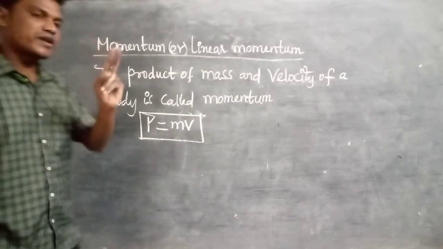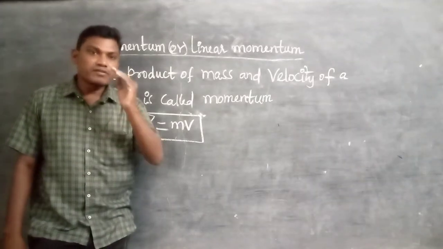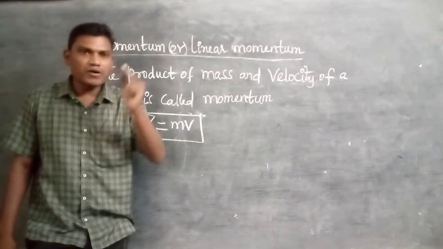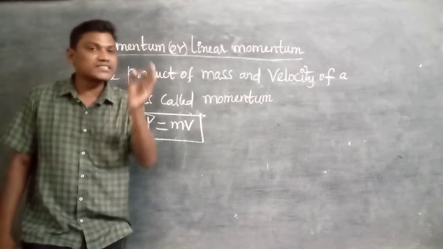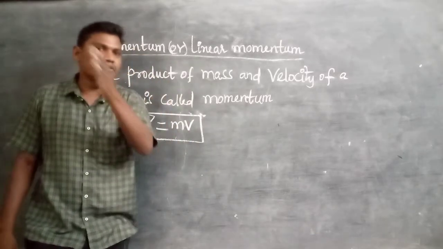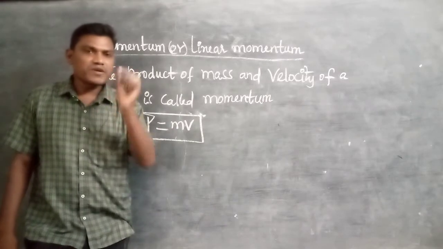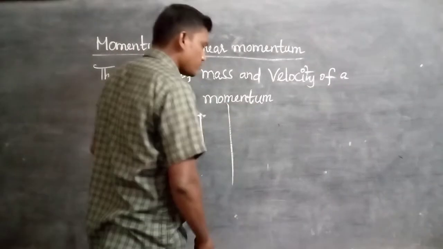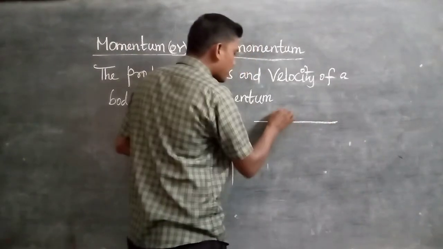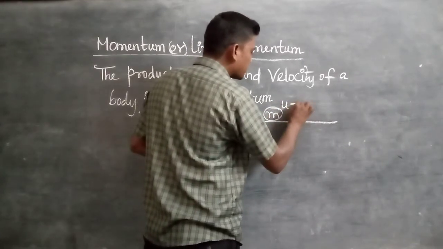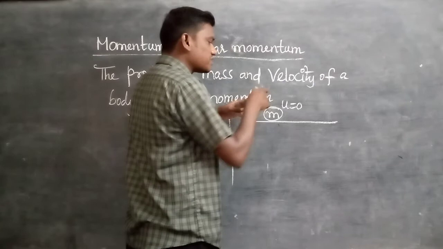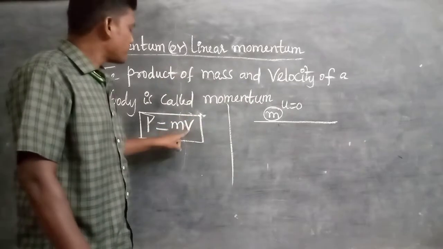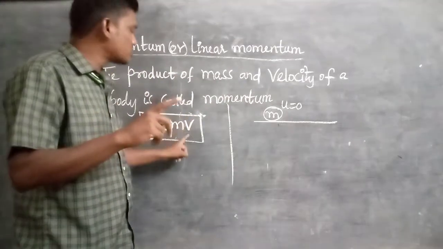Generally, there are two types of momentum. Listen very carefully here: when a body is in motion, it has momentum, that is either linear momentum or angular momentum. But if a body is at rest, does it have momentum or not? For example, consider a body of mass m. Initially it is at rest, which means the initial velocity is zero. Here v represents the velocity, either initial or final.